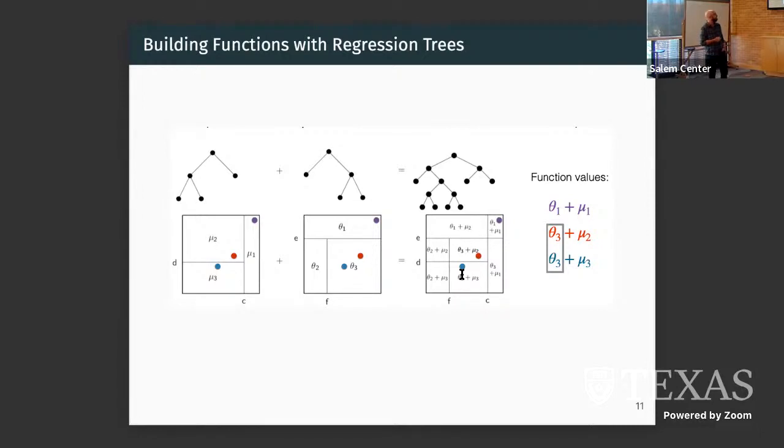If you compare that to the purple dot, who's further away than the other two, its function value is going to be uncorrelated with the other two because they share no common parameters. You have theta1 here, theta3 here, mu1 here, and then mu2 or mu3 down here. So what you can think about that ensemble of trees is that it's learning this covariance function. It's telling me how to chop up covariance space so that function value should be highly correlated over here and less correlated over here, in a way that's adapted to the data. That kind of data adaptivity is a big reason why Bayesian additive regression trees tend to work better than Gaussian processes with the usual covariance functions.